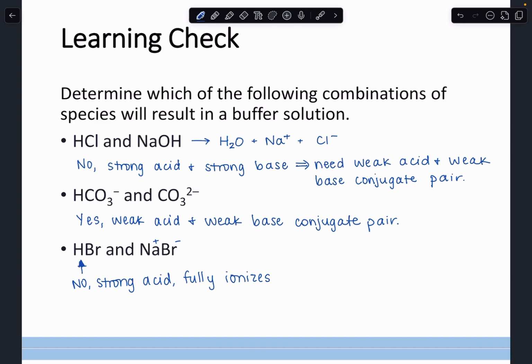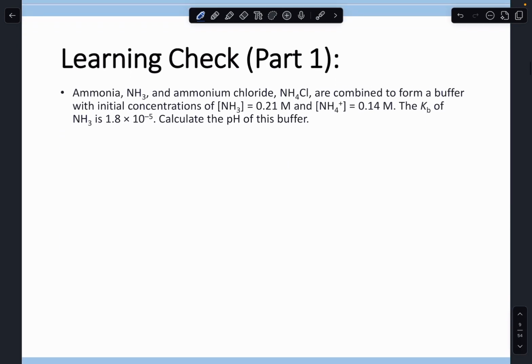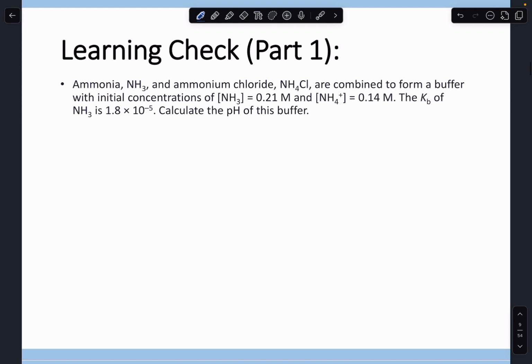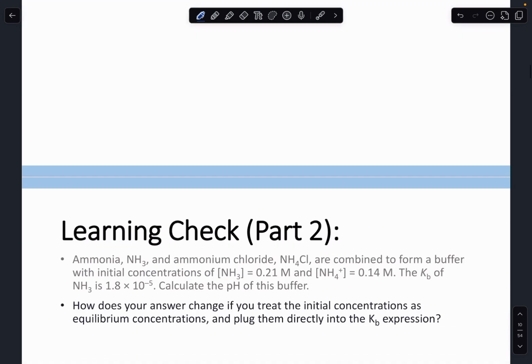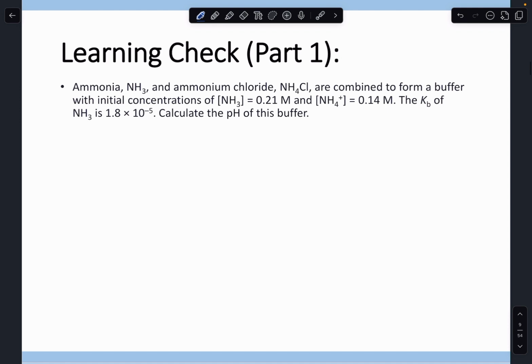All right, let's do the next learning check as well. It has 2 parts. So we have this question and then a follow-up question after. This says ammonia, NH3, and ammonium chloride are combined to form a buffer with initial concentrations stated there. We have the Kb of ammonia.